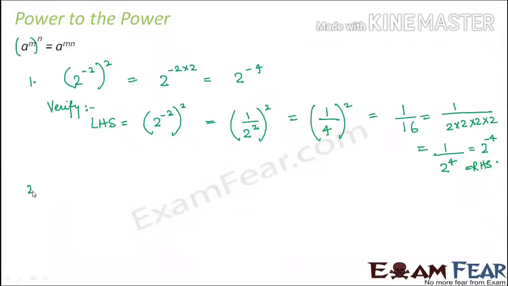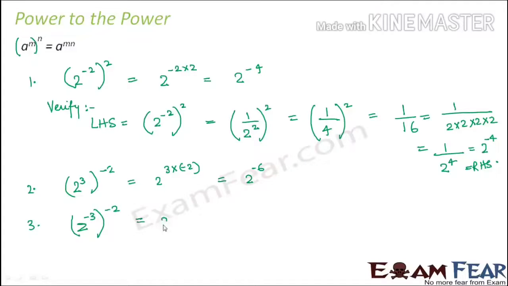So let's take a few more examples. Let's say you have (2^3)^-2. This would be equal to 2^(3×-2), that is equal to 2^-6. Now, if you have something like this, where both the powers are negative, that is (2^-3)^-2, in this case this becomes 2^(-3×-2). So this would be 2^6. So in this fashion, whenever you have two powers like (a^m)^n, this can be written as a^(mn), that is the product of the powers.